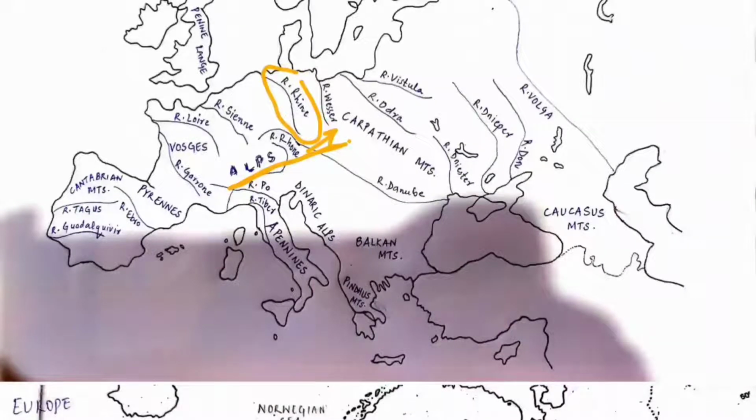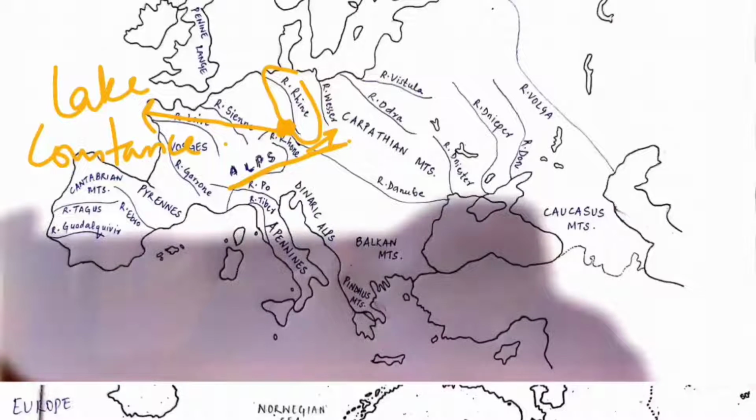And there is a lake here somewhere. This lake is called Lake Constance. Lake Constance is somewhere in there, and Lake Constance is actually the origin of this river Rhine. And this river drains into the North Sea. We know this is North Sea over here, and it drains in the North Sea.